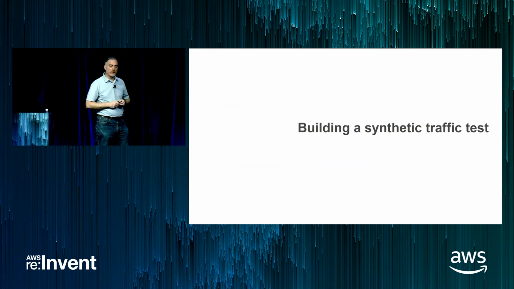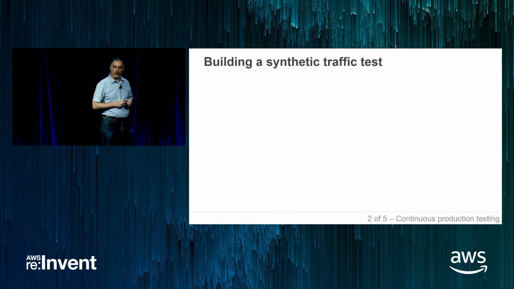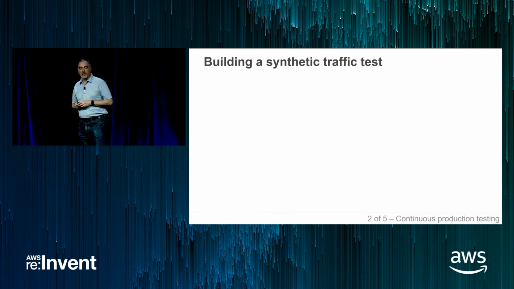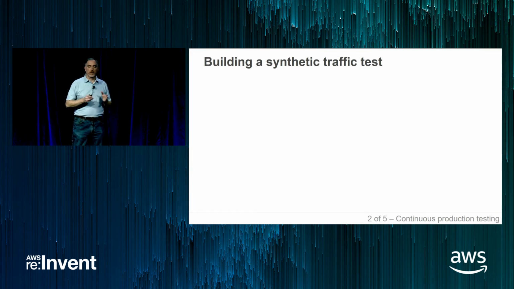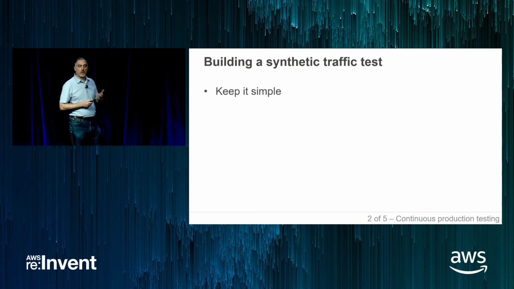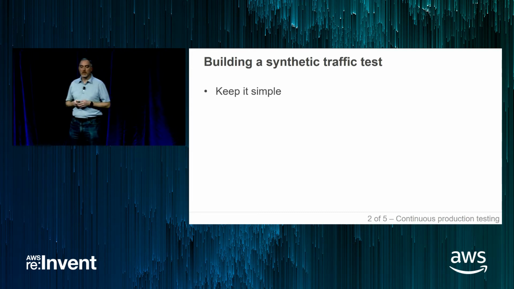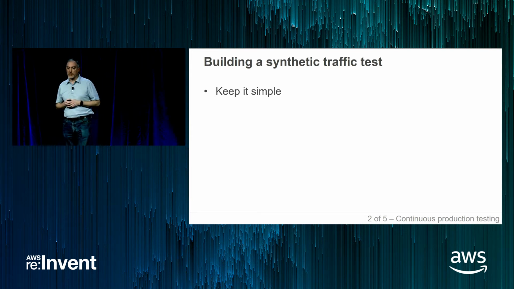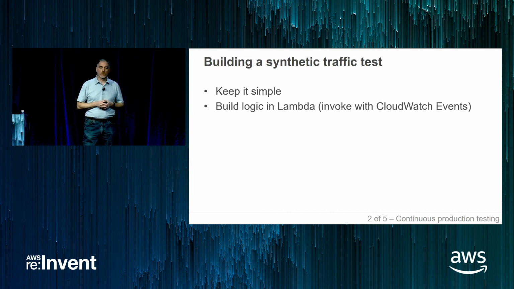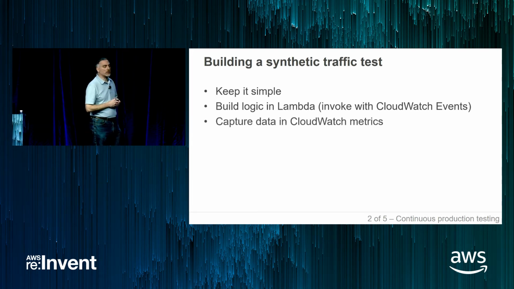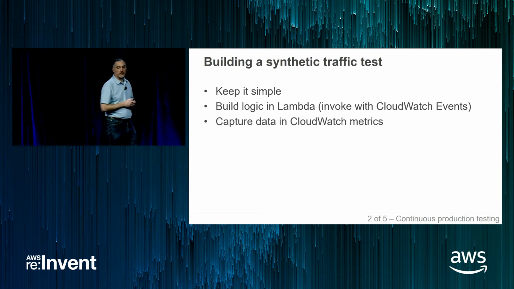So now let's build out one of these synthetic traffic tests. We're going to build the synthetic test in Lambda and have it run every minute. In this example, we're not going to build a complex test that's going to simulate all customer interaction, but instead we're going to do something a little simpler. We're going to test that we can access the website by making an HTTP call and validate the contents of the response. We're going to use Lambda to run our tests, and then we'll use CloudWatch to capture the data from the test.